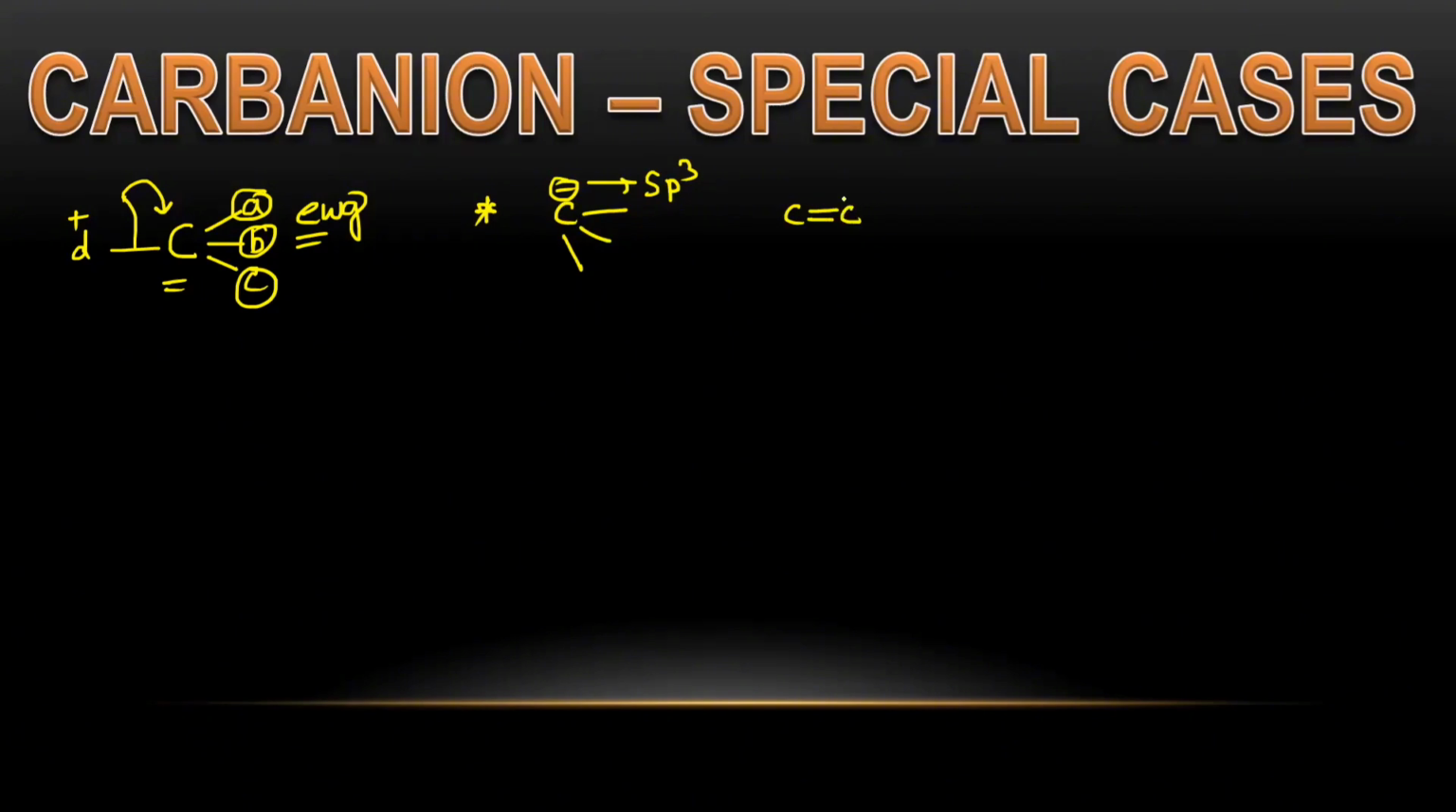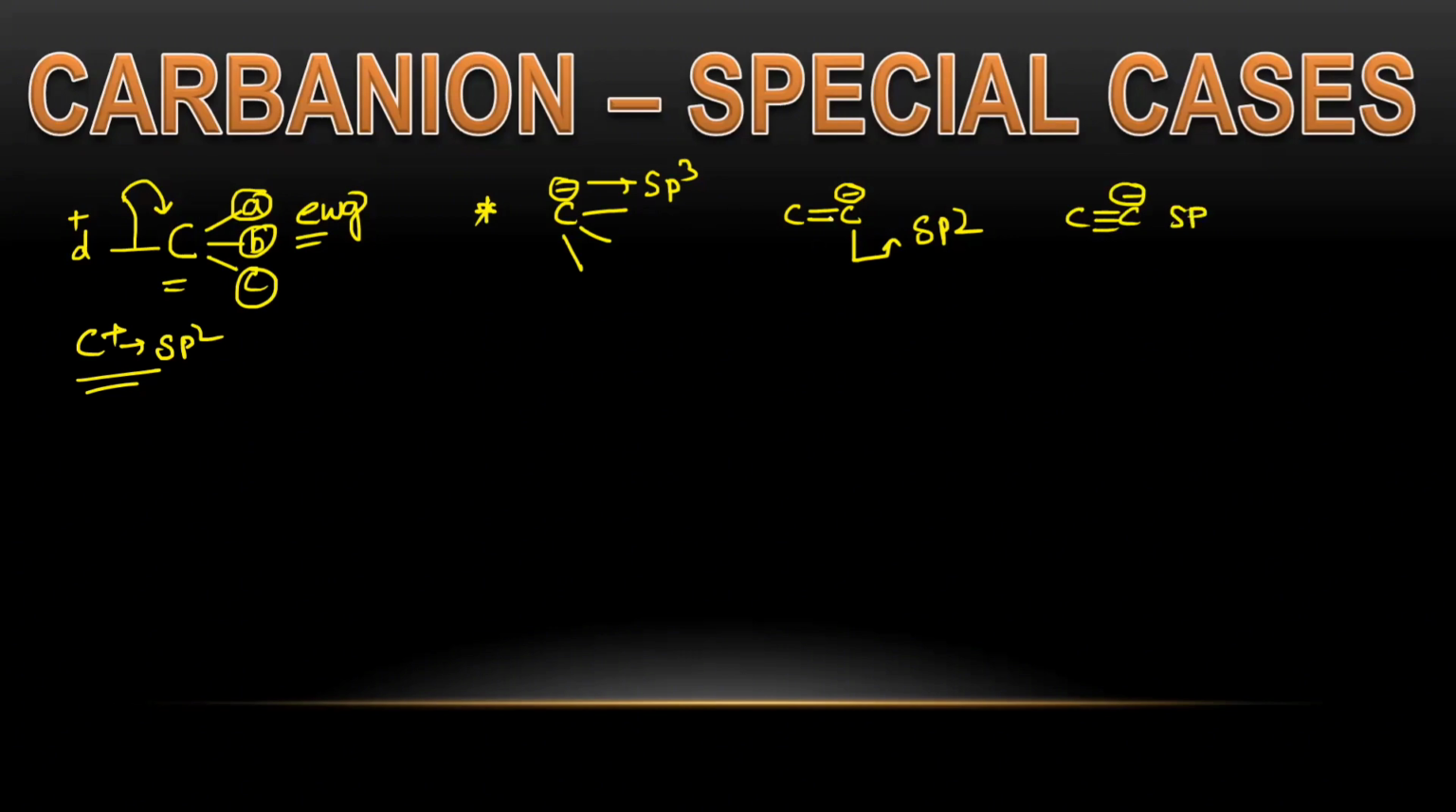If C double bond C has the negative charge here, that means a vinylic anion. So this negatively charged carbon will have hybridization sp2. In general, a carbanion has hybridization sp3. We have seen for carbocation it is sp2, right? But for carbanion, it can be sp3, it can be sp2, or it can be sp also.